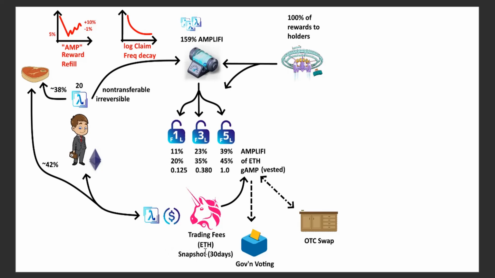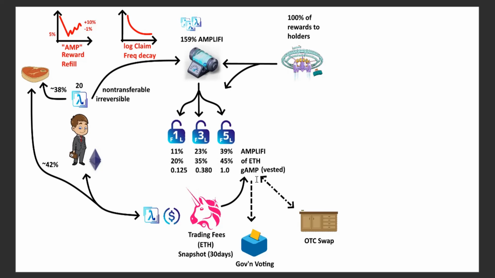So every 30 days they'll do a snapshot. And if you claim directly before it, you will have the most possible GAMP tokens in your wallet, and you will get more of this ETH cost of trading.